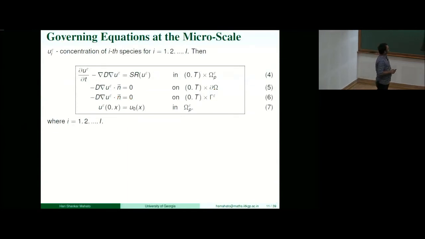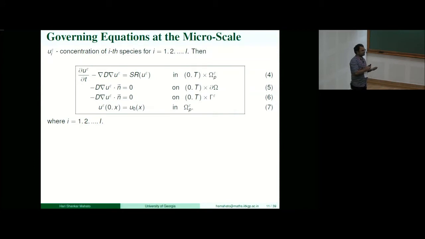So basically, we will have a system of equations. Every chemical species will have a diffusion reaction equation. So we are dealing with a system of diffusion reaction equations, and this R(u_ε) is the reaction rate term. Since we have the reversible reaction, we can model it using something called mass action kinetics.